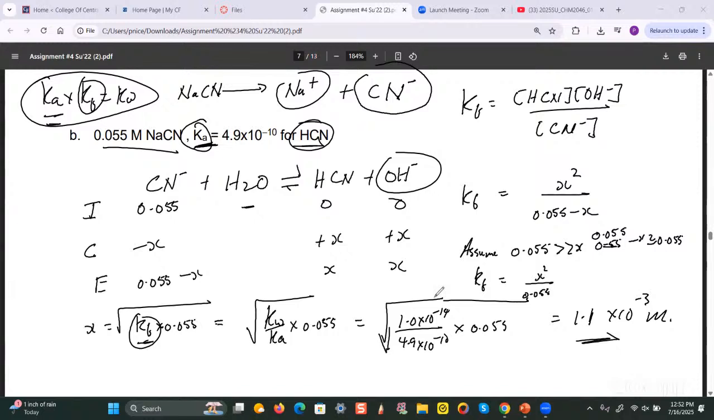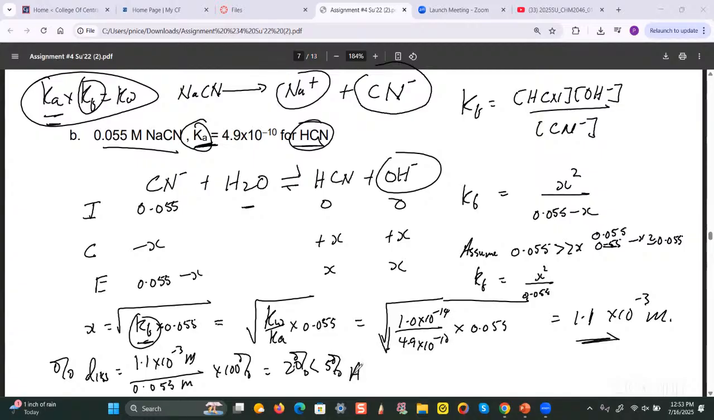We calculate the percent dissociation. How do we calculate that? 1.1 times 10 to the minus 3 M over 0.055 M times 100%. Let's see what that gives. 1.1 times 10 to the minus 3 divided by 0.055 times 100. And I got 2%, or 2.0 to be more specific, which obviously is less than 5%. Okay, so that means that assumption is okay, all right?